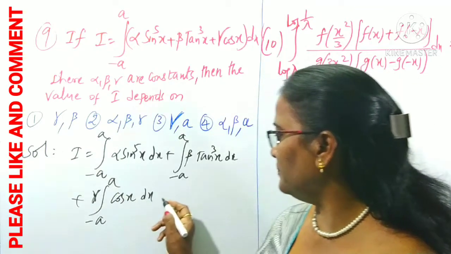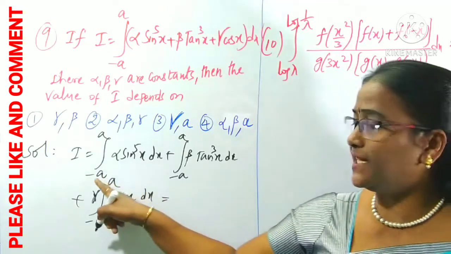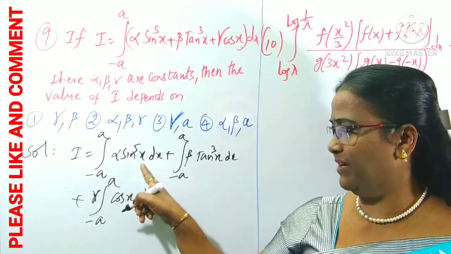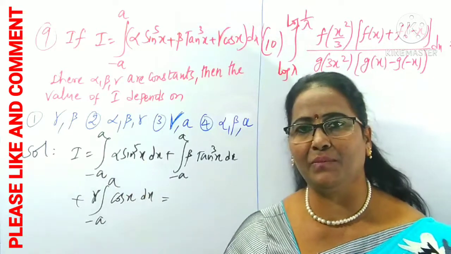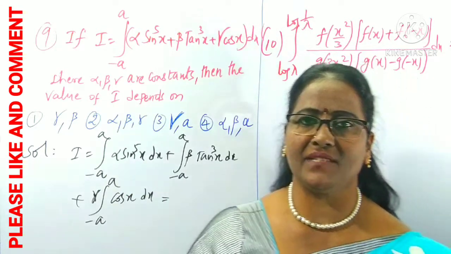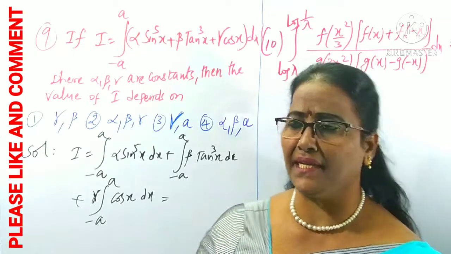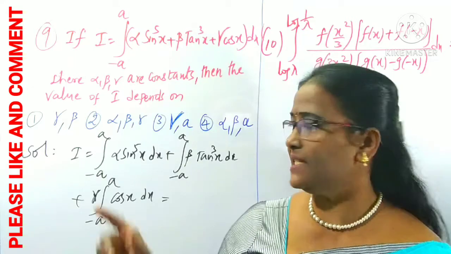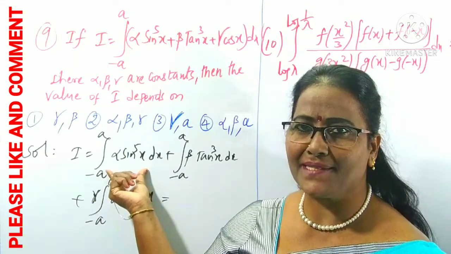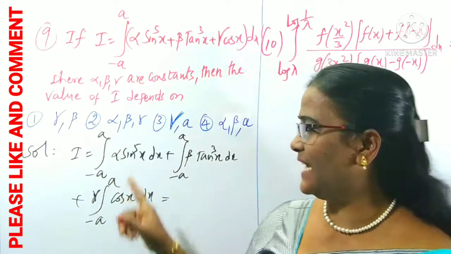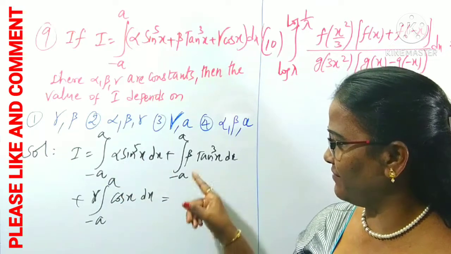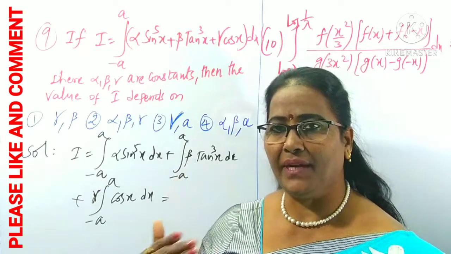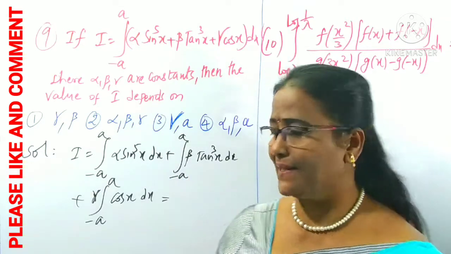We can observe that here. What is the resultant value from minus a to plus a? What is the function? Here alpha is constant, sine power 5x. In place of x you can take minus x. What happened? Sine minus x is minus sine x. If the power is an odd number, it becomes minus only. Therefore, it is clearly in the form f of minus x is equal to minus f(x). Immediately you can take this as 0. Same way, tan cube x: tan minus x is also minus tan x.